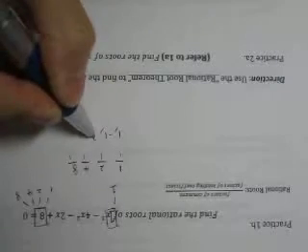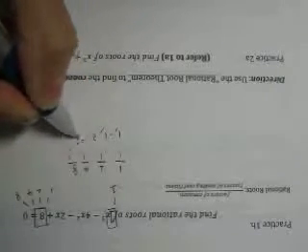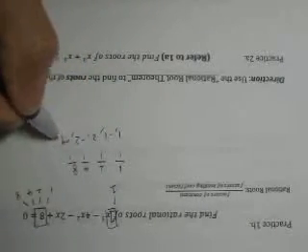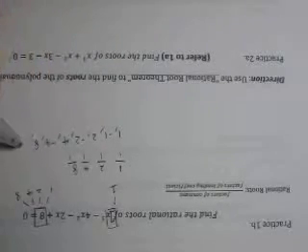2 over 1 is 2, accounting for the negative, -2. 4 over 1 is 4, also accounting for -4. 8 over 1 is 8, and accounting for the negative copy, -8. In total, we have 8 possible rational roots.